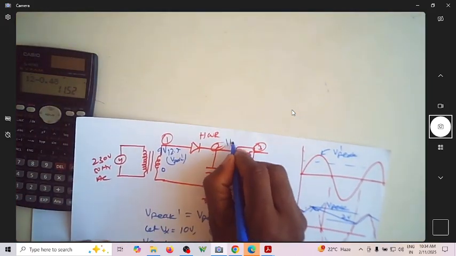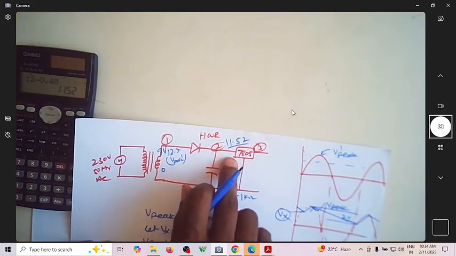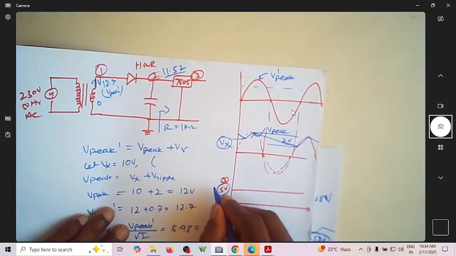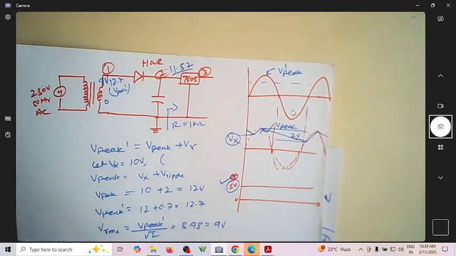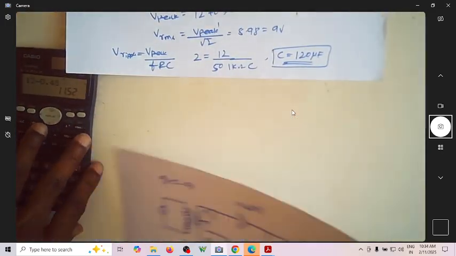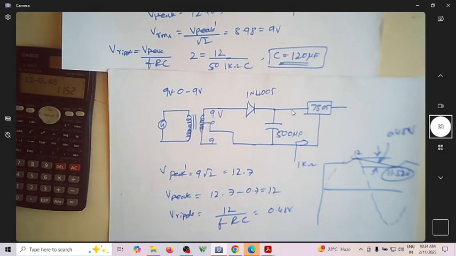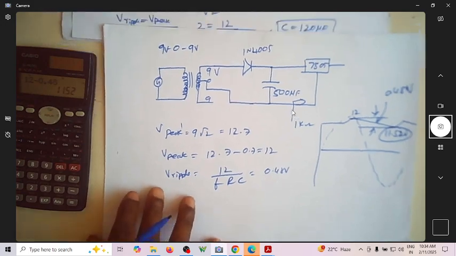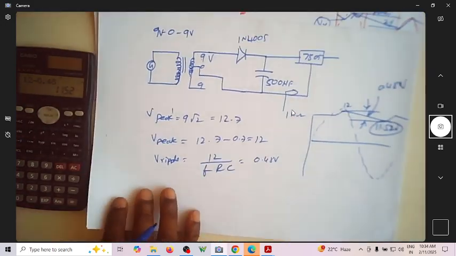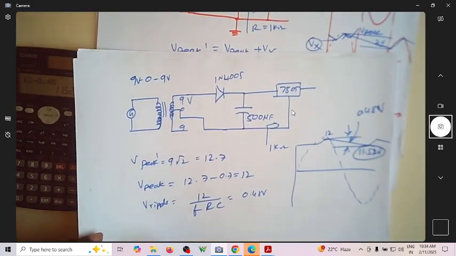11.52 volt is the input to the regulator, which will certainly give a constant 5 volt comfortably. So if you use a transformer rating of 9-0-9, you will comfortably get all the values perfect. So this is how you can do the design.